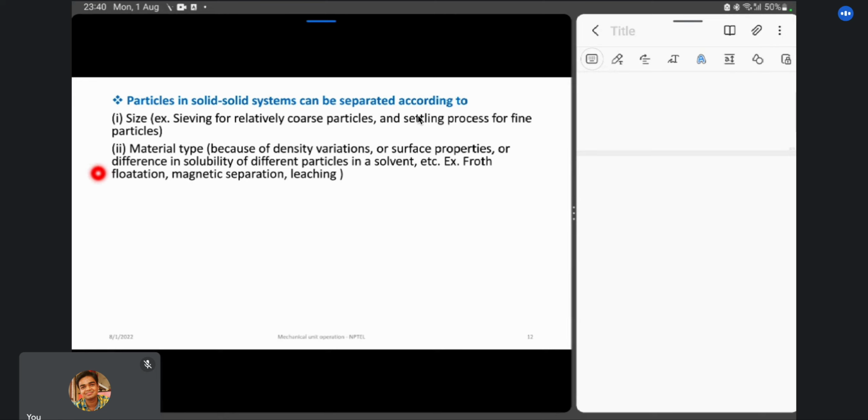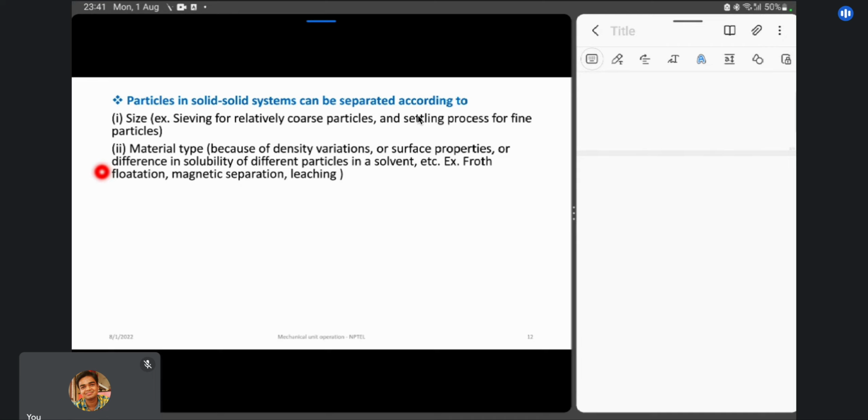On the basis of properties of the material, suppose you have two different kinds of solid, but one solid can be dissolved in an organic solvent and another solid can be dissolved in an aqueous solvent. So on the basis of this dissolution process you can also separate the material. That is also one way of separating materials. And there are many properties, not only solubility. If you talk about magnetic separation, some materials can be easily attracted towards the magnetic force, so you can use the same phenomenon there.